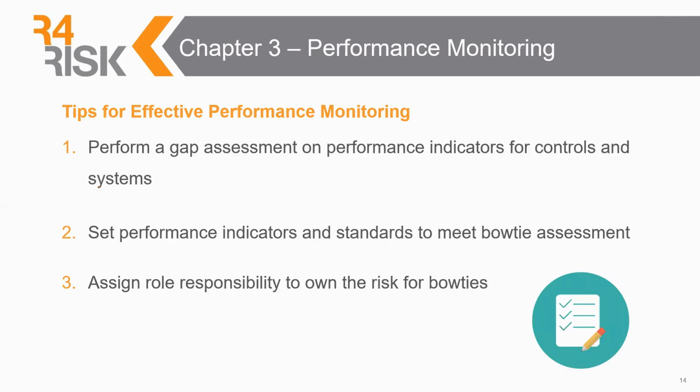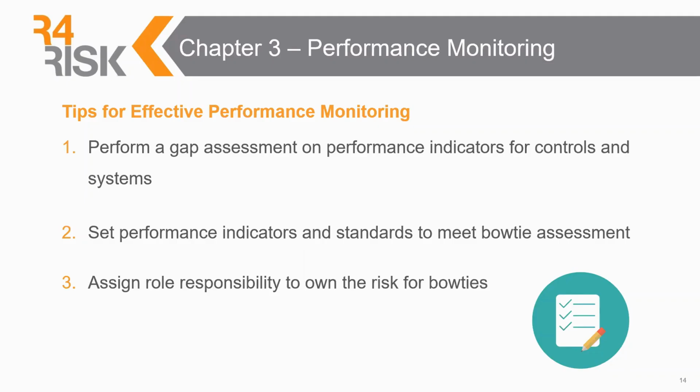So here are our tips for effective performance monitoring. The first thing to do is to perform a gap assessment on your performance indicators for controls and systems. So these are the things that you can actually measure. And to do that gap assessment, you need to go, well, what data can I accurately measure on site? And then what do I need to measure to determine the health of that control or system? If they align, that's fantastic. If they don't, you might need to invest in some better measurement systems.